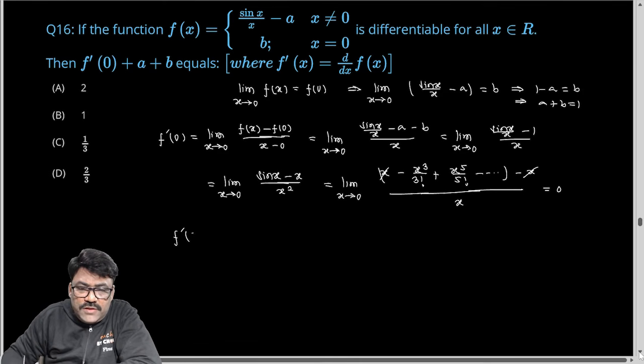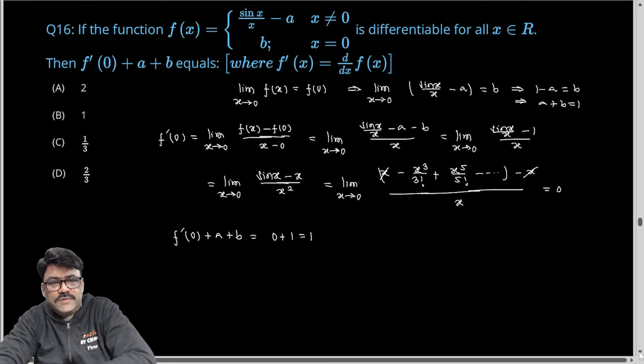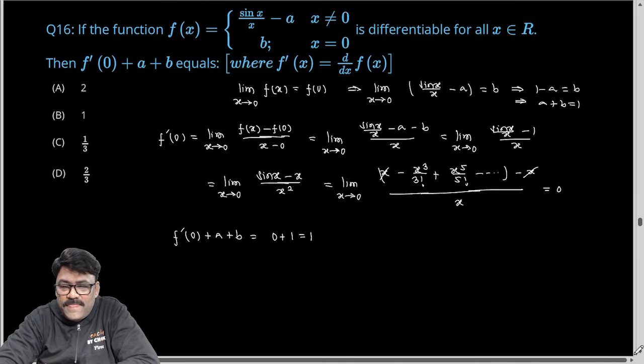They are asking what? f dash 0 plus a plus b. f dash 0 is 0 and a plus b we have already found on the top. a plus b is 1. So hence 1 will be the correct option here, right? B option is the correct option.